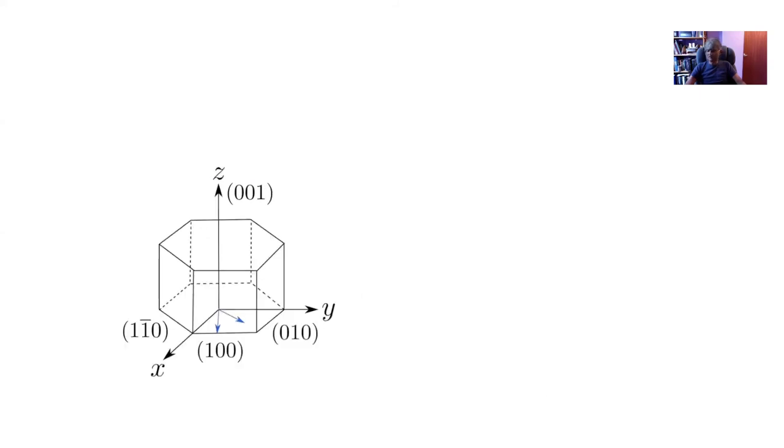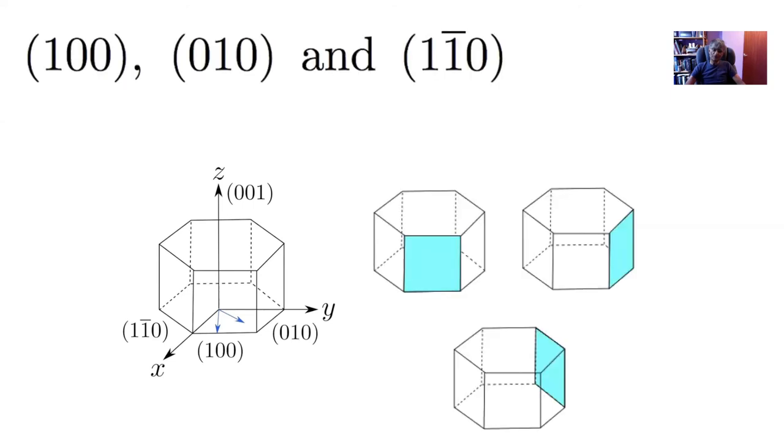Okay, so this is our hexagonal unicell, and let me identify one of the curiosities of the hexagonal system. These three planes, which are labeled as 1 bar 1 0, the first one is 100, this one is 010, and that is 1 bar 1 0, have different indices. 1 bar 1 0 is not the same as this or this, and yet they are crystallographically equivalent.